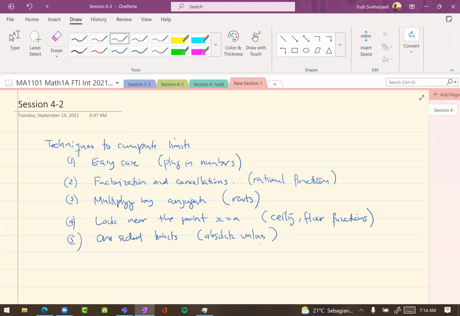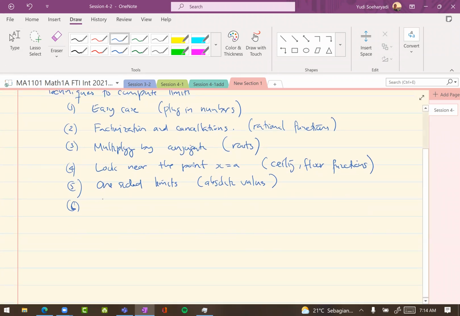Okay. And the thing that we learned yesterday is what we call the squeeze theorem. When you squeeze, you don't work with the function directly, but with the lower bound and upper bound, which have the same limit. So the idea is how to find the upper and lower bound and compute the limit.